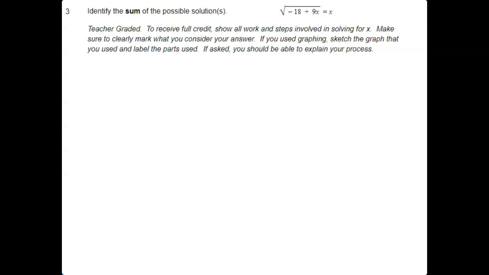All right, number 3. Now, number 3, it wanted you to identify the sum of the possible solutions. So we need to figure out what the value for x, or x's plural, is, and then add them together because it says the sum. So let's go ahead and get with this. So we need the square root of -18 plus 9x is equal to x.